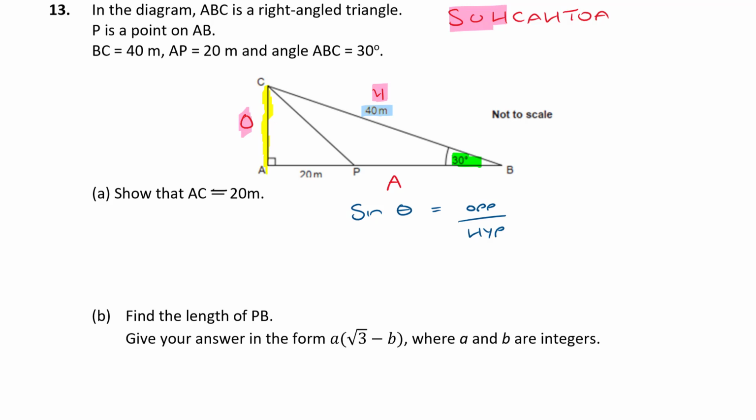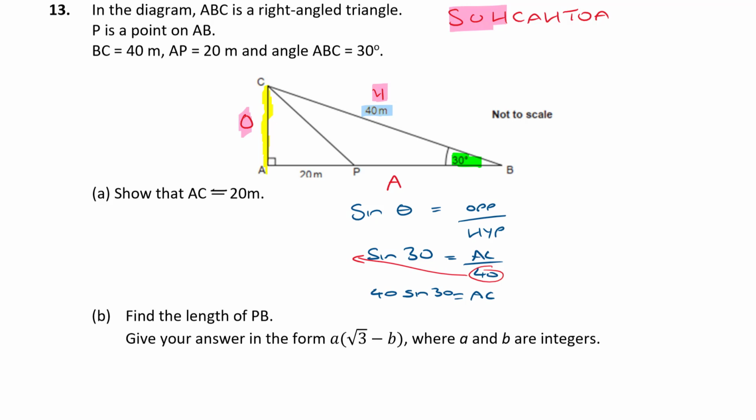Next thing is to sub in what we know. We know the angle is 30, so let's put that in. So sine 30 is equal to the opposite. That's what I want to find. It's the side AC. And then the hypotenuse we know is 40. So rearranging, multiplying both sides by 40, we'll cross multiply that 40 from where it is to the other side. So I'll get AC is 40 sine 30.